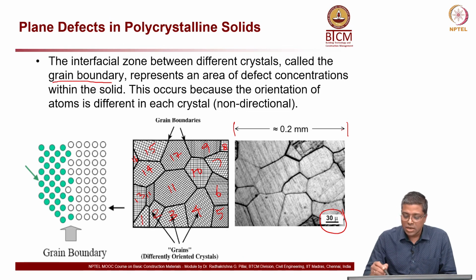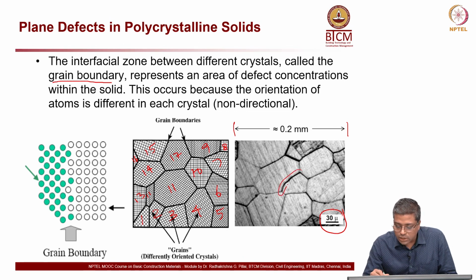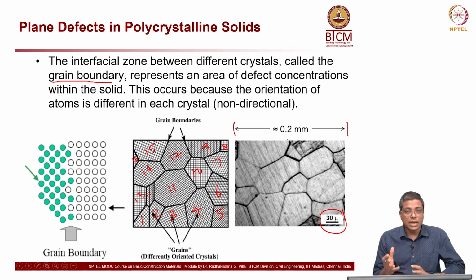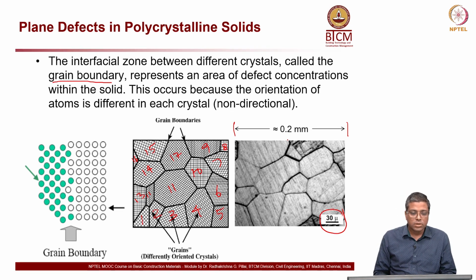They are just very small in size, and you can see grain boundaries here. This is a grain boundary. All these grains and grain boundaries, the size and shape of each of them, and the alignment of atoms inside the grain, all matter a lot when we talk about the material behavior.